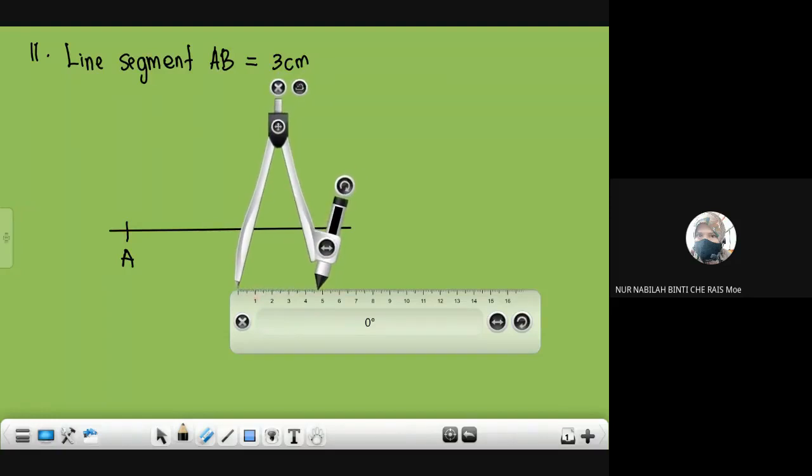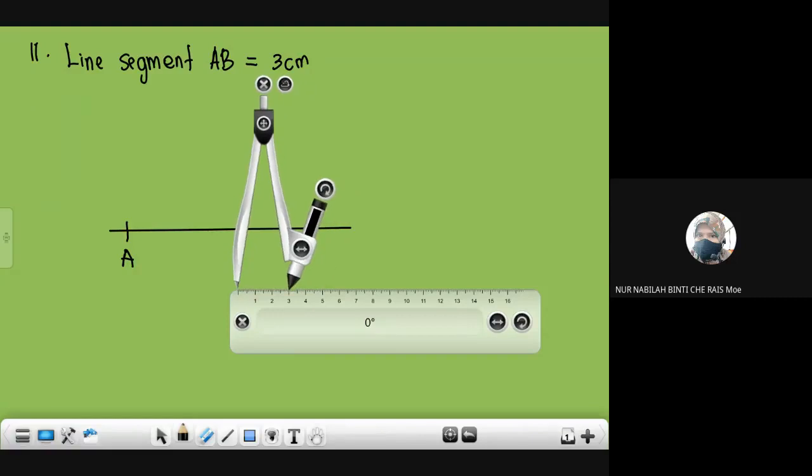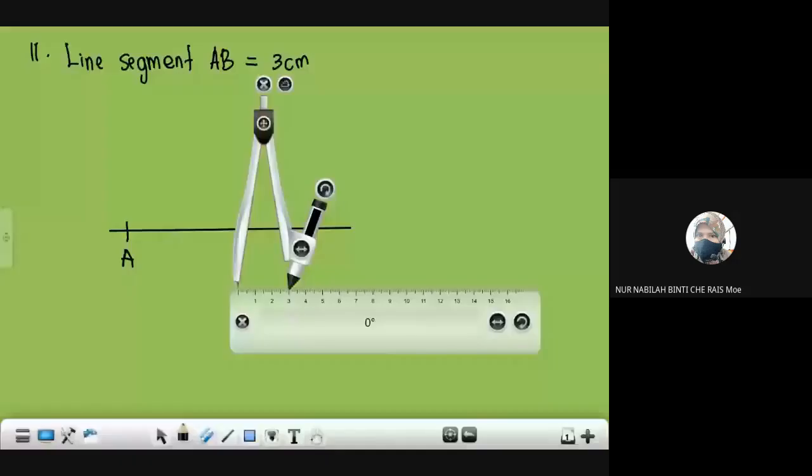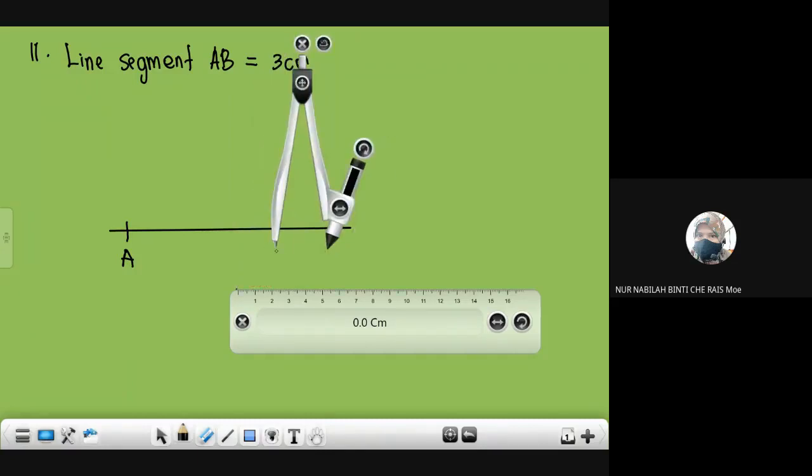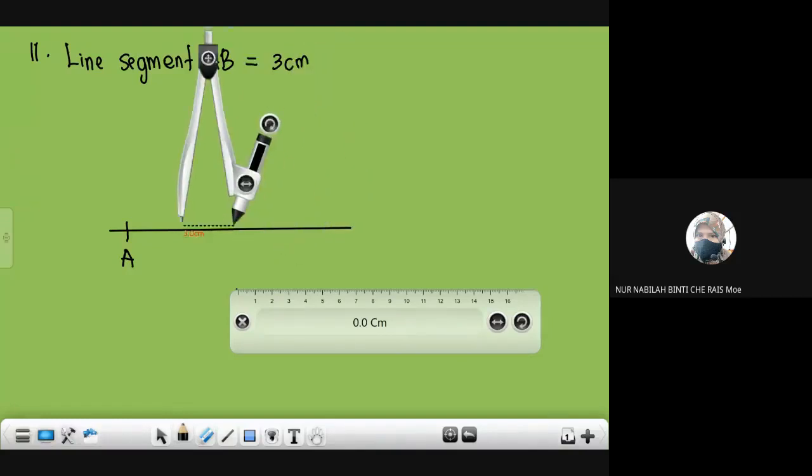How long is the segment AB? So segment AB is 3 cm, right? So you move your compasses to 3 cm. Something like that. When you move your compasses, you make sure that you put them between 0 and 3, because we want 3 cm. After that, you move your compasses, but make sure that your distance here is not changed, still 3 cm.